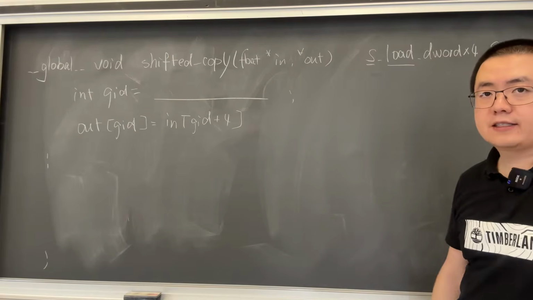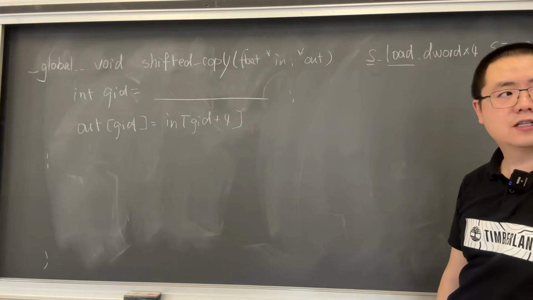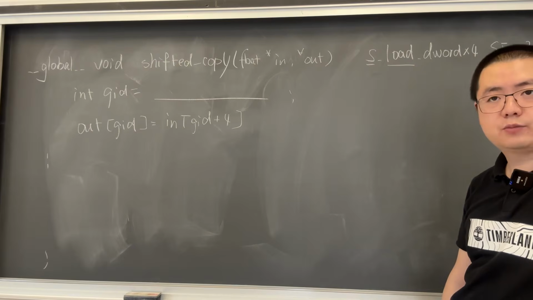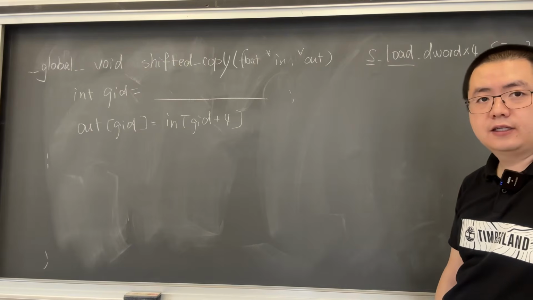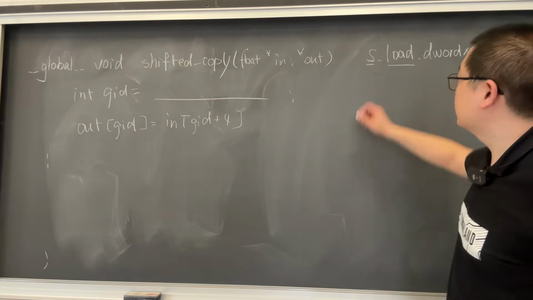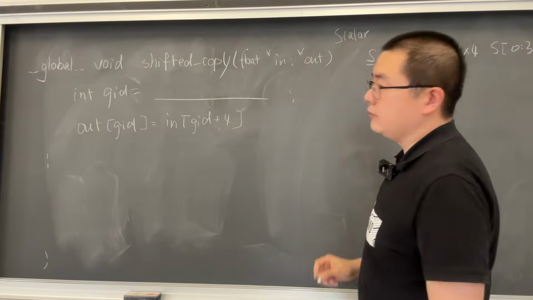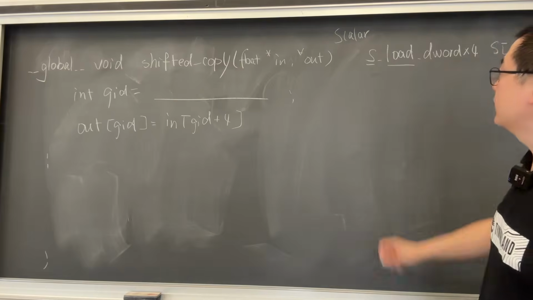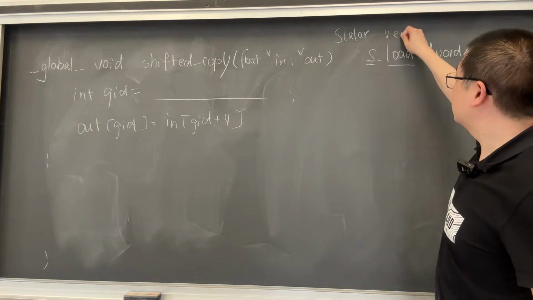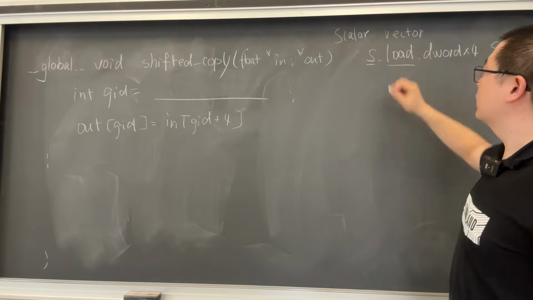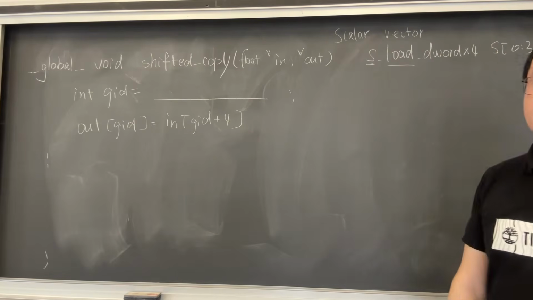Now, what is S here? So S is a term only for AMD GPU. NVIDIA doesn't really have it. Then S here represents scalar. And on the other side is a vector. Okay, so in this case, it's a scalar.